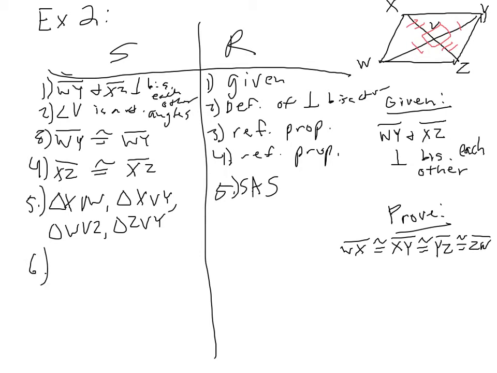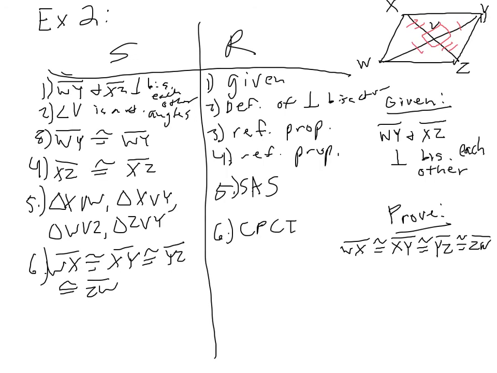And we had to prove that WX is congruent to XY is congruent to YZ is congruent to ZW, and those are all congruent by CPCTC. And that is a rhombus. The end.